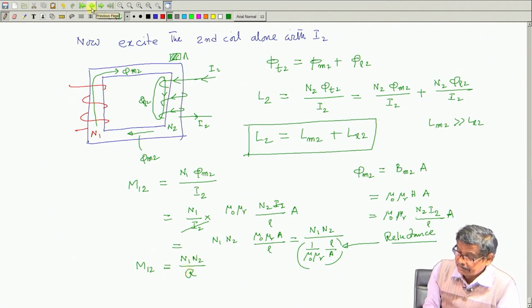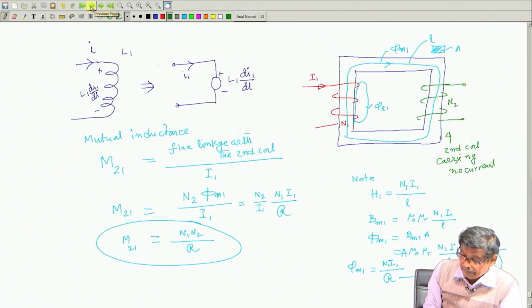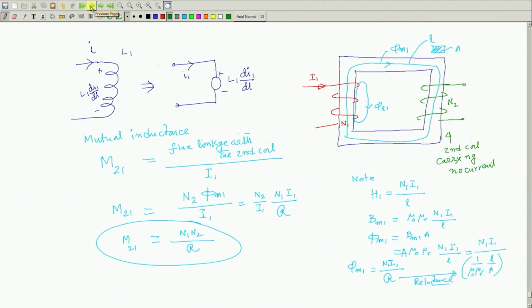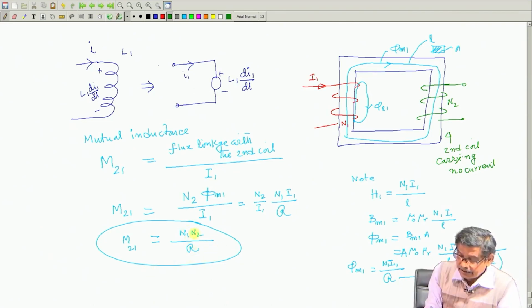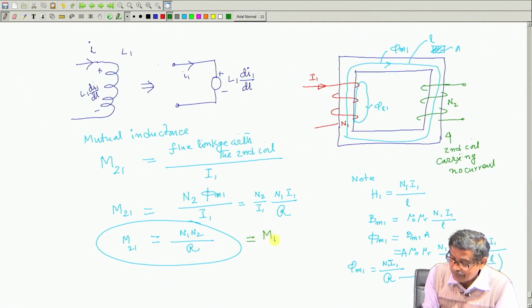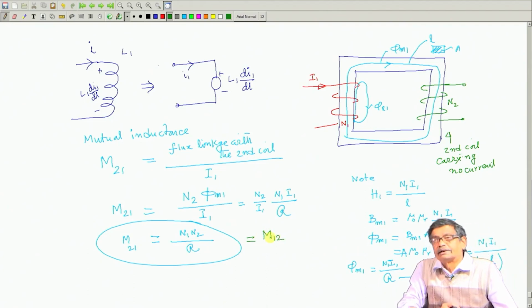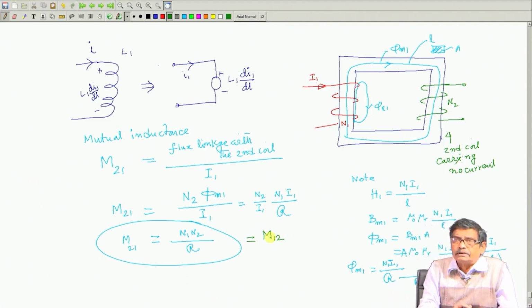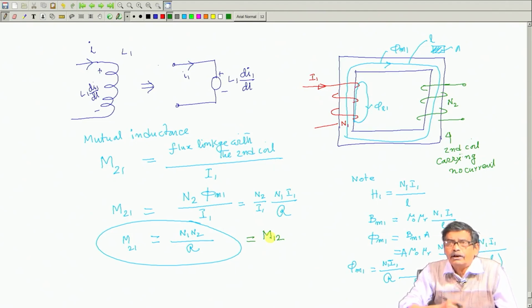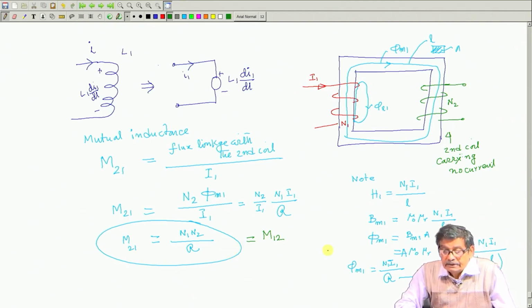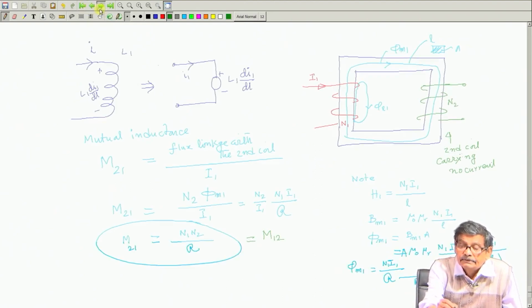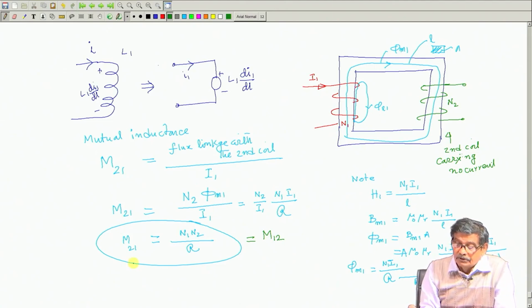And in the previous case, when you excited the first coil, the mutual inductance M21 was N1 into N2 by R. So, here also I will say M21 is N1 N2 by R, but this we have seen is the same as M12. Therefore, whether you calculate the mutual inductance by exciting the first coil or by exciting the second coil, you will get the same mutual inductance. Got the point? So, M21 is equal to M12.